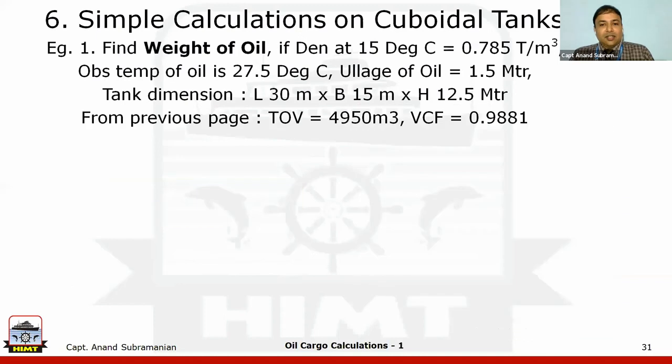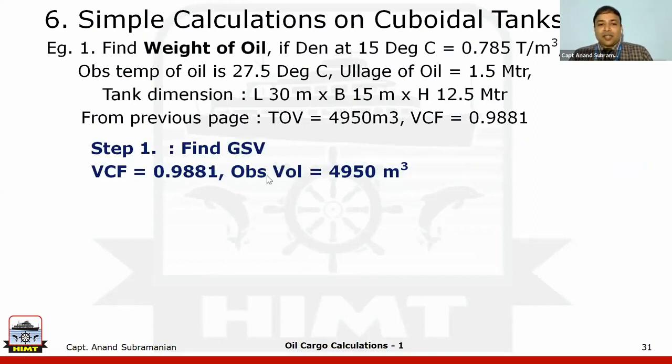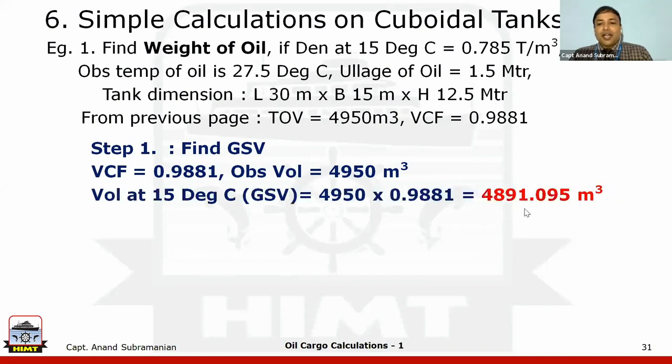Okay, so what we have from the previous page is TOV 4950 and BCF 9881. Find GSV. That is, multiply these two: 9881 multiplied by 4950. 4891 is the volume at 15 degrees Celsius. Is my calculation correct? Yes, sir.